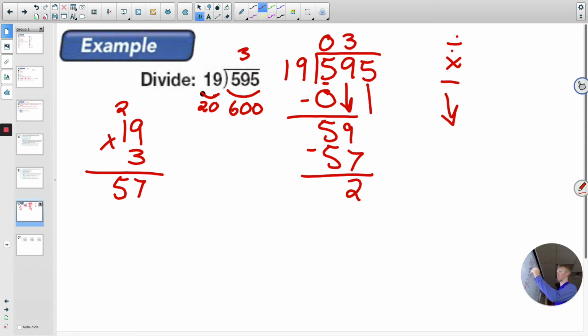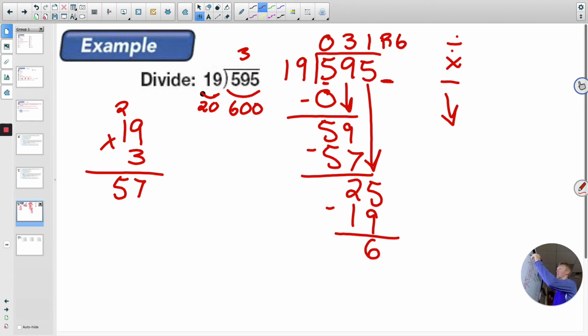And then bring down 5. 25. I know 19 can only go into there once. Multiply, subtract. That gives me 6 left over. All right. Bring down, but there's nothing left to bring down, so I know that I'm done with my math problem. So it's 31, remainder 6, or to be more exact, 31 and 6 over 19.